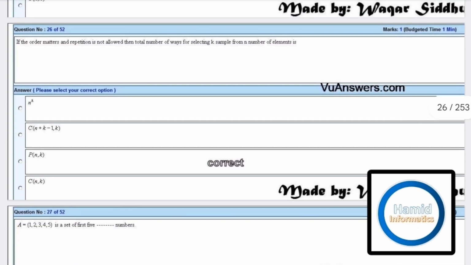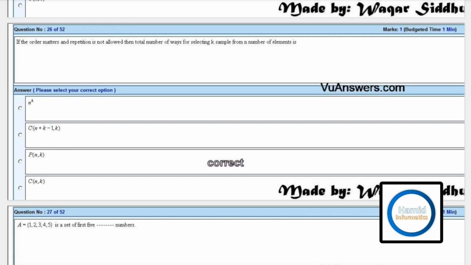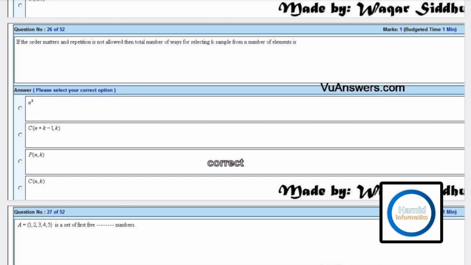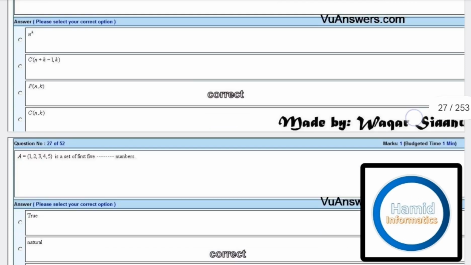Next one is if the order matters and repetition is not allowed, then total number of ways for selecting k samples from n number of elements is P(n, k).